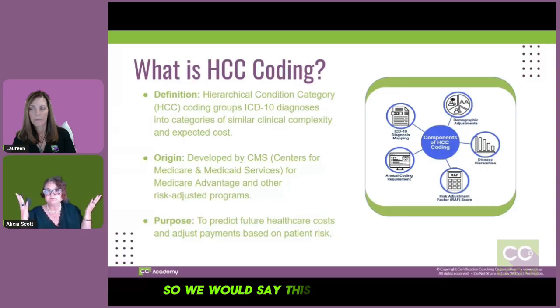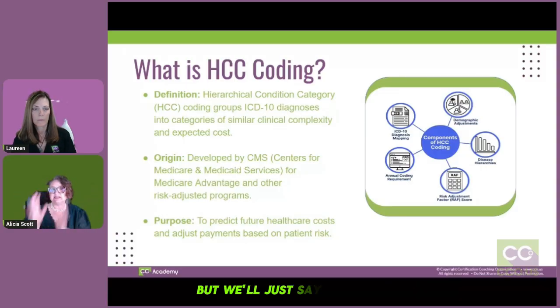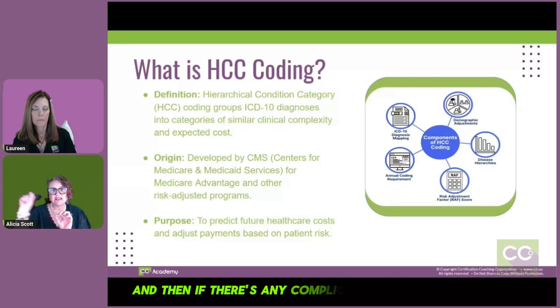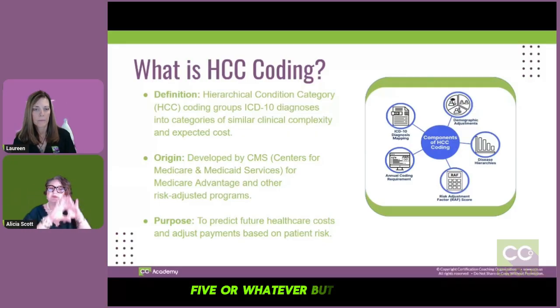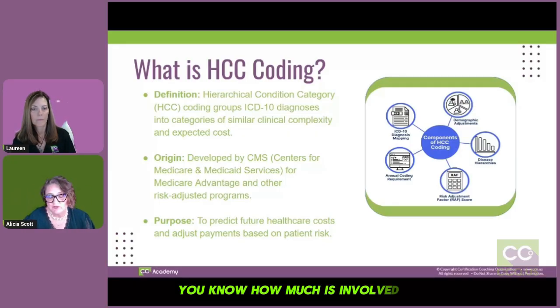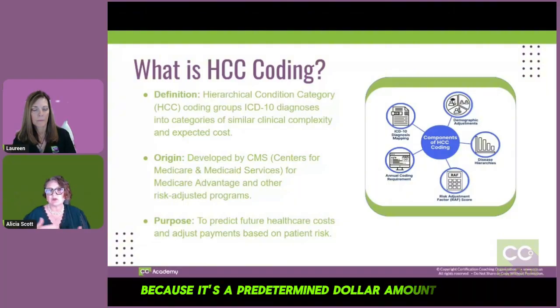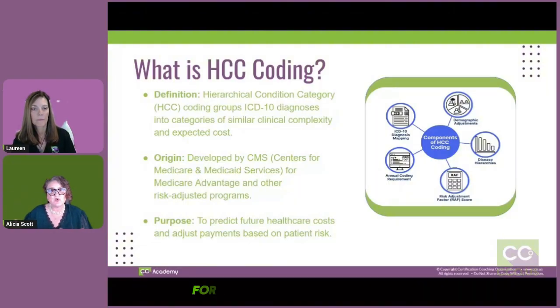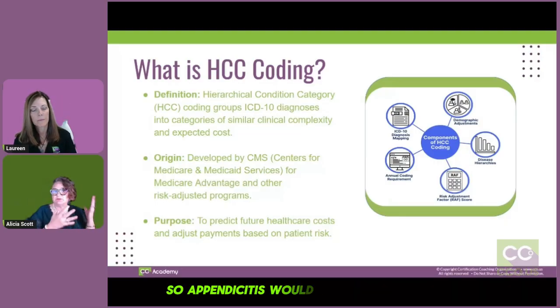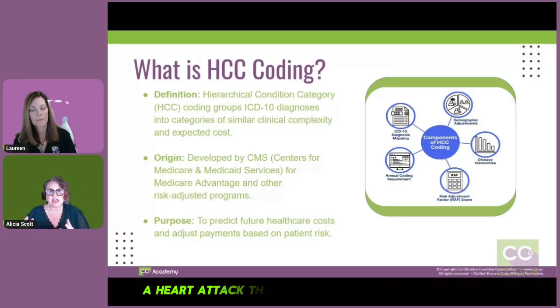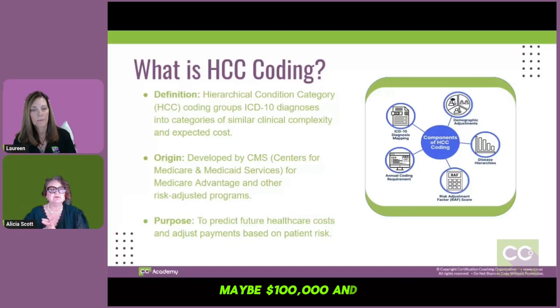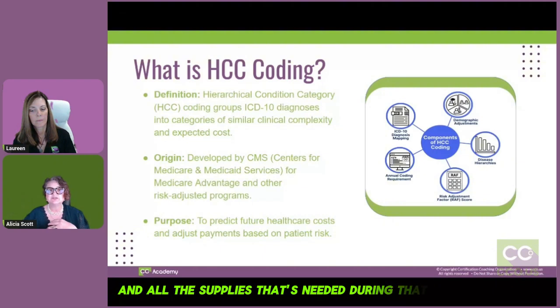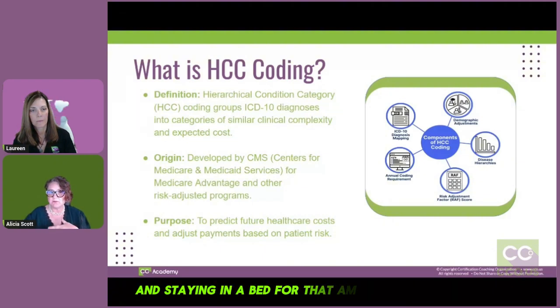So we would say, this isn't the actual total, but we'll just say $10,000. And then if there are any complications or additional diagnoses, it might be an extra 3, 5, or whatever. But you know how much is involved because it's a predetermined dollar amount, so that you're able to budget for the care of that patient. So appendicitis would be, say, $10,000. A heart attack that needed bypass surgery, maybe $100,000. And that pays for the nurses and all the supplies needed during that time and staying in a bed for that amount of time.